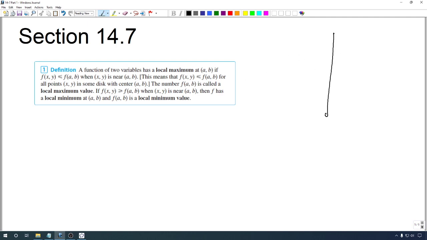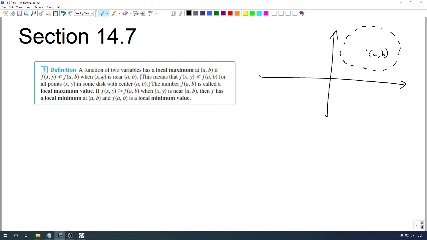If we were to draw our point, if we have an (a, b) here, what we're saying is that there is some disk, a disk being the interior of a circle around that point, centered at that point. So for every single point inside that disk, the value of the function is at most as big as the value at (a, b).